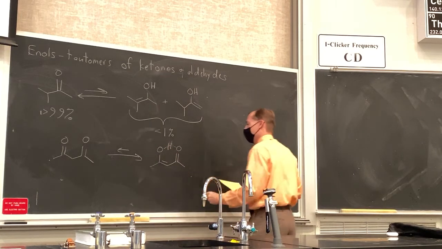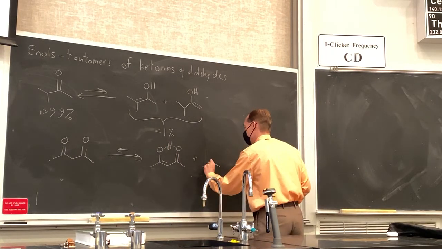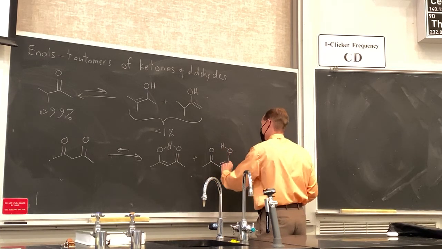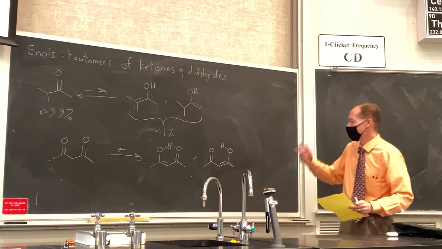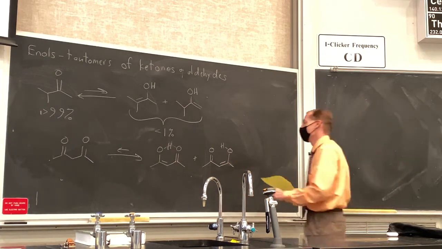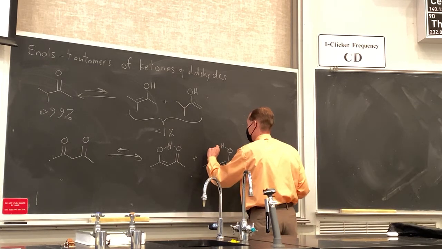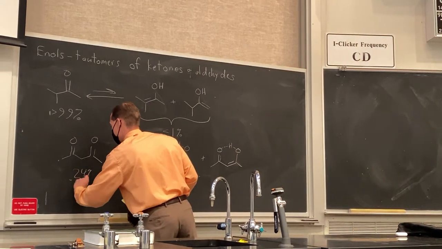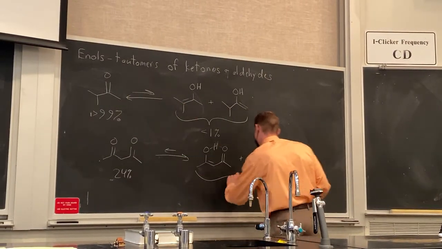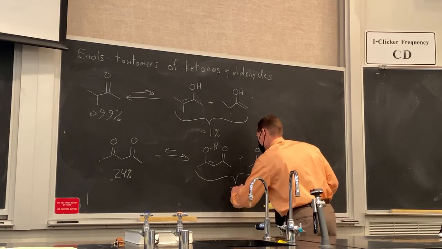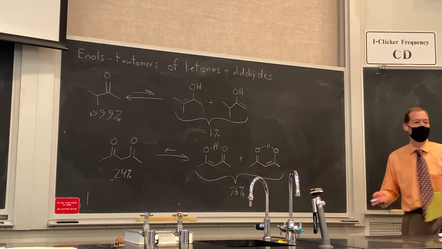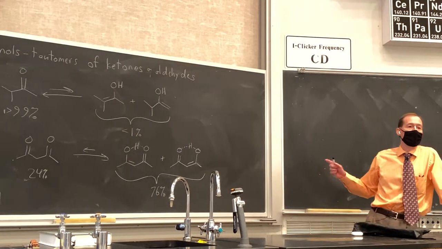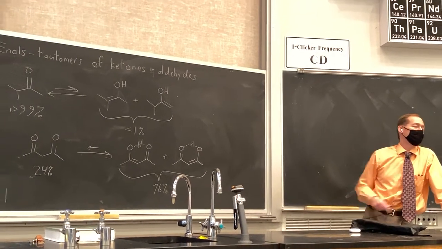Okay, and there's actually two different enol tautomers when we have a 1,3-diketone. We can have the hydrogen bonded to the oxygen on the left, or we can have the hydrogen bonded to the oxygen on the right. So in this case, we would have about a 3-to-1 ratio, 24% of our 1,3 dicarbonyl and 76% combined of the equivalent enol tautomers. So why are the enol tautomers of a 1,3-diketone more stable than the ketone itself?